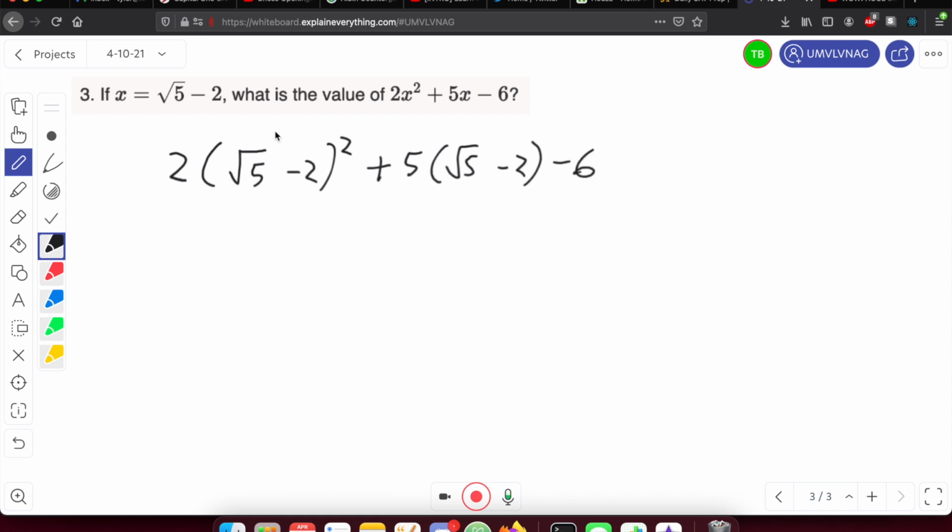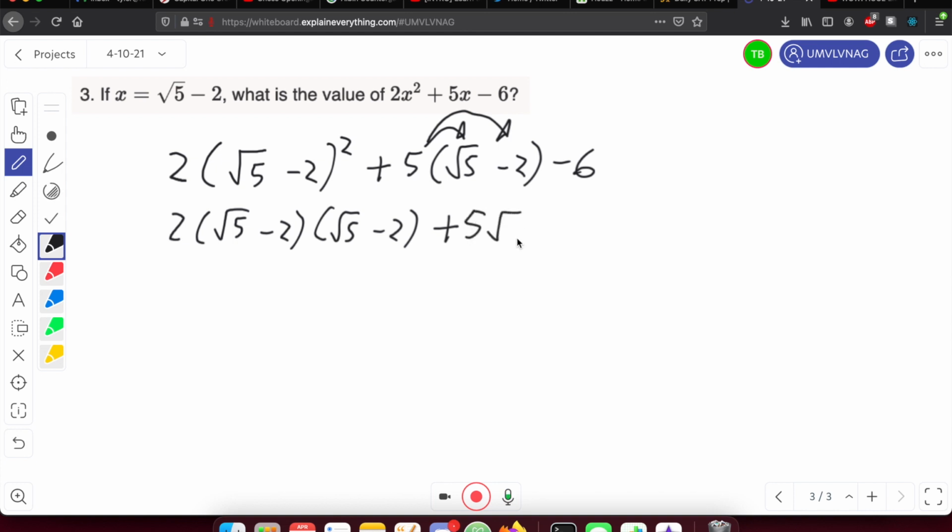We're going to expand out this term, so we can rewrite this as 2 times the square root of 5 minus 2 times the square root of 5 minus 2 plus, let's distribute through. So 5 times the square root of 5 is 5 square root of 5. And 5 times negative 2 is minus 10. And then we just have to tack on this last minus 6 on here. All right, so we need to FOIL out. We multiply first, outer, inner, and last.